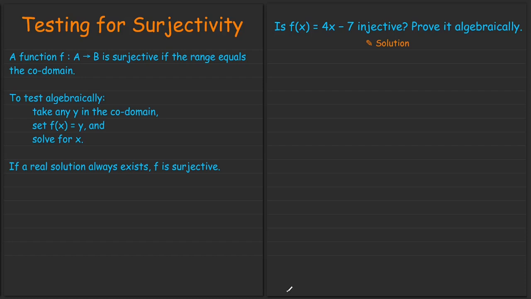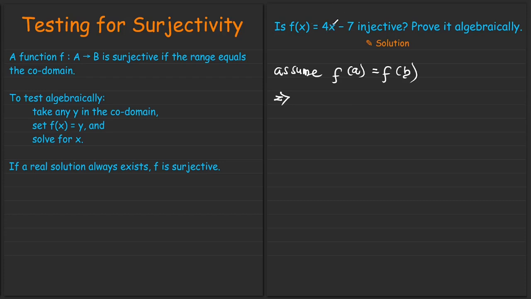Our first question we have here says, is this function, the function is f of x equals 4x minus 7, is it injective? We should prove it algebraically. We'll do that and then I'll plot it out so that we confirm our answer as well. Now we have said that for injectivity, we have an assumption to make. So the first thing we need to do is to assume that what? f of a is equal to f of what? b.